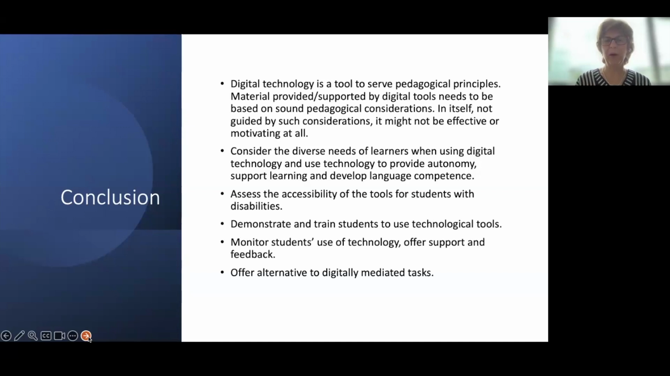And I think it is still crucial to offer alternatives to digitally mediated tasks if, for example, the digital technology fails, or if certain students prefer working in the more traditional paper-based ways, or if they don't have access to technology at the moment because they have left their phones at home, etc.